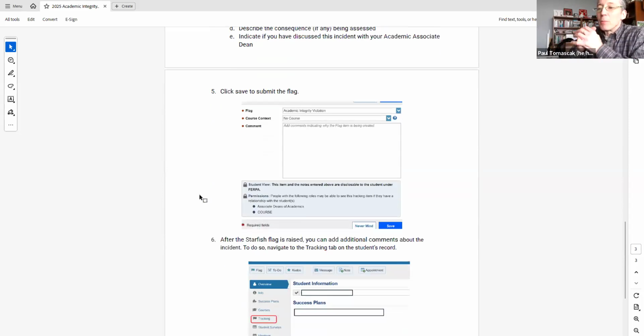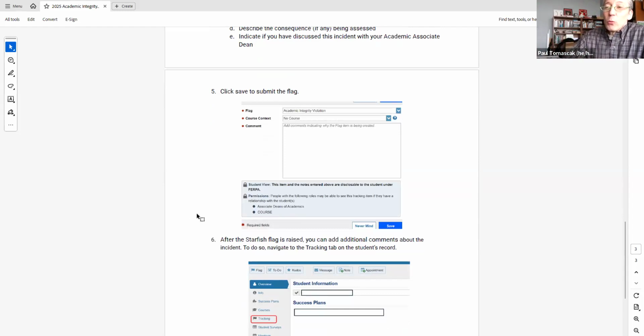These are not seen by the student. These are seen by all of the academic associate deans. So if a student is flagged for something in the College of Business, I see it, which is important because students take classes in all different areas, so it's good to know who's doing what where.